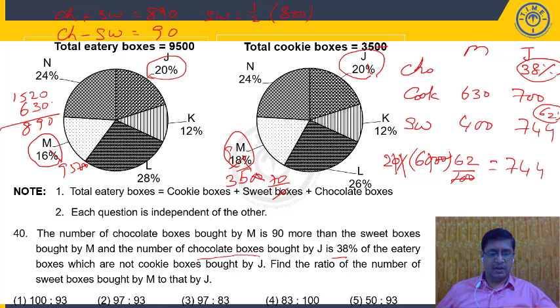What we need to find? The ratio of the number of sweet boxes of M to that of J. M is equal to 400 and J is equal to 744. Now just to simplify this, what is the ratio? Now we can cancel with 8. 8 goes 5 times into 400. 8 how many times into 744? 93 times. Now the ratio is equal to 50 to 93. Option number 5, the fifth choice.